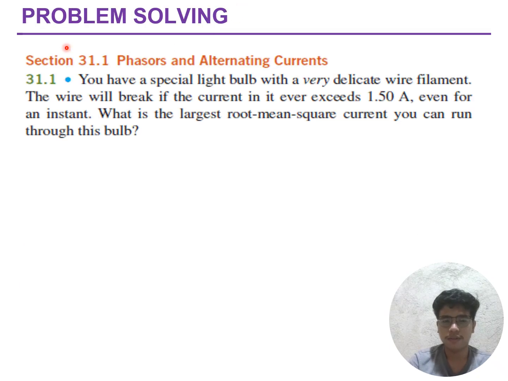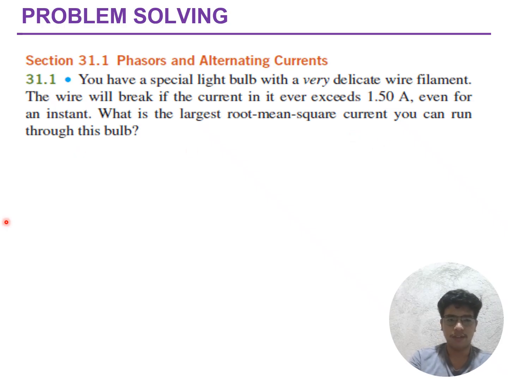Now, let's go to another problem solving. We have the phasors and alternating currents. You have a special light bulb with a very delicate wire filament. The wire will break if the current in it ever exceeds 1.050 ampere, even for an instant. What is the largest mean square current you can run through this bulb?